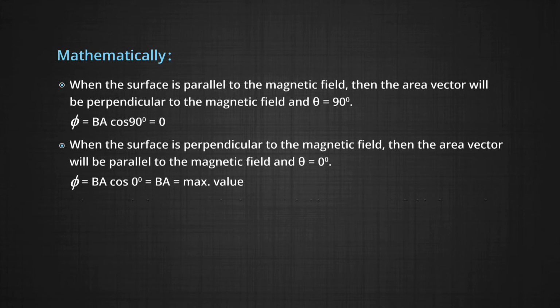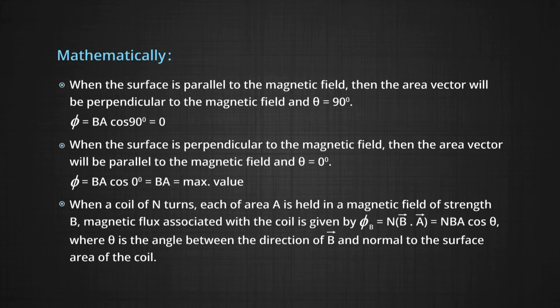When a coil of N turns, each of area A, is held in a magnetic field of strength B, the magnetic flux associated with the coil is given by phi B equal to N times B dot A, which is equal to NBA cos theta, where theta is the angle between the direction of B and the normal to the surface area of the coil, which is the area vector.